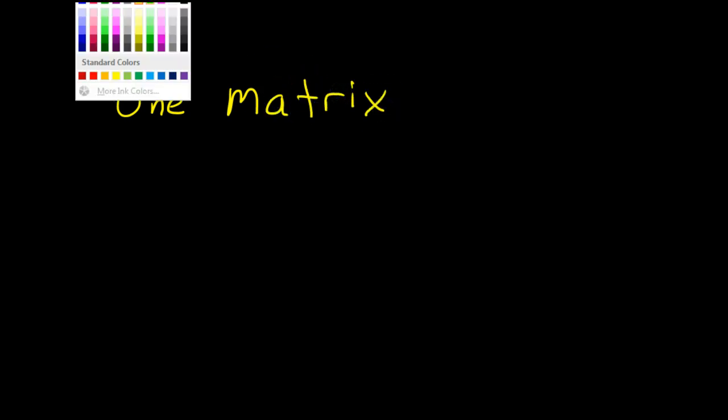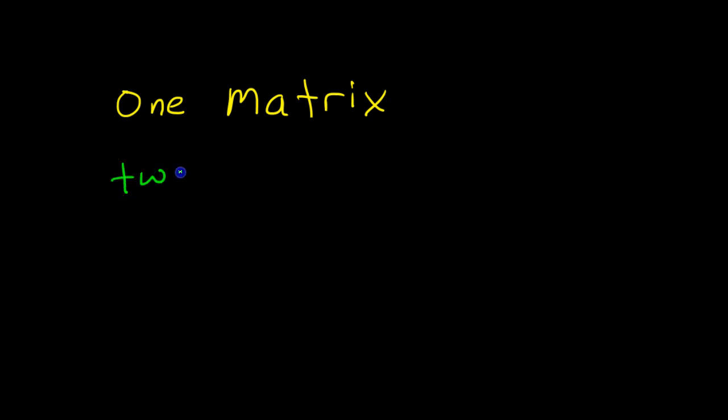By the way, as long as we're talking about vocabulary, we speak of one matrix and we speak of two matrices. So please understand that the word matrix is singular and the word matrices is the plural form of matrix. So one matrix, two or more matrices.